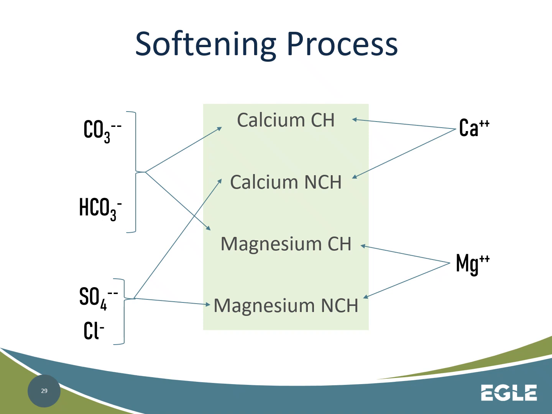This diagram shows how you can end up with 4 possible types of hardness: calcium carbonate hardness, calcium non-carbonate hardness, magnesium carbonate hardness, and magnesium non-carbonate hardness. It is important to understand which of the 4 types of hardness is in the water and in what quantities. This is how we determine chemical dosing for softening.